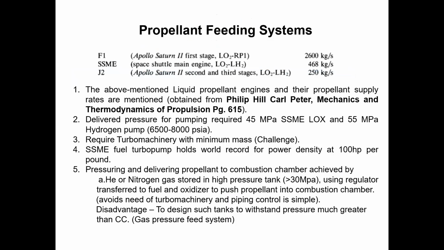So some of the propellant feeding systems we will discuss now. On the top, you can see three liquid propellant engines that have been used in the past. I'm sure some of you must be familiar with the SSME, which is the Space Shuttle Main Engine. These are the flow rates. Can you imagine you need flow rates of 250, 468, and 2600 kilograms per second? That's an insane amount of flow rate going into the combustion chamber.